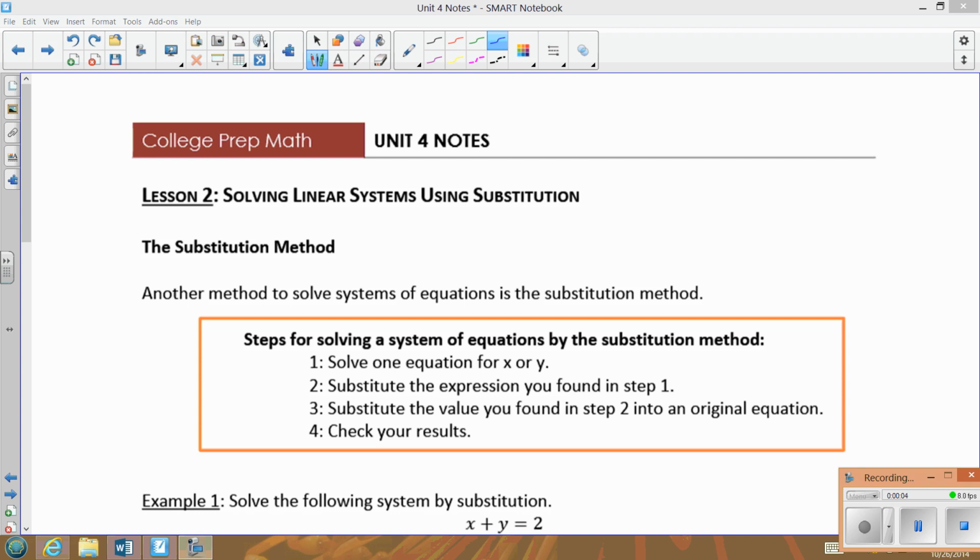In lesson 2, we're going to talk about how to solve a linear system using substitution. This is going to be one of the methods that we're going to talk about, how to solve systems algebraically, and then in the next video we'll talk about a second method.